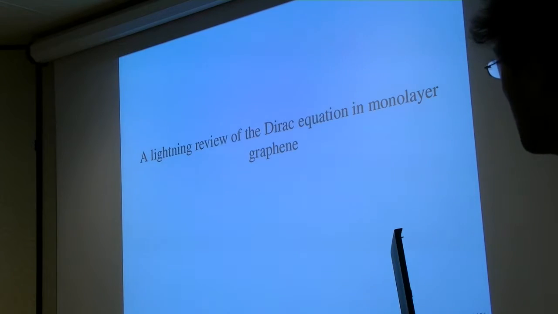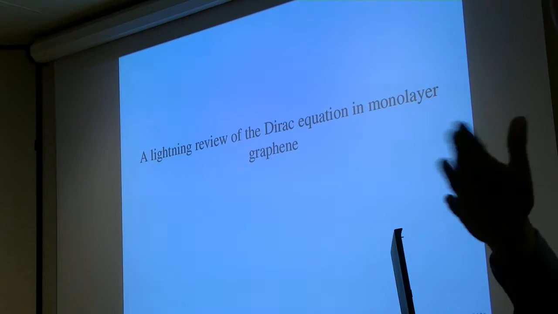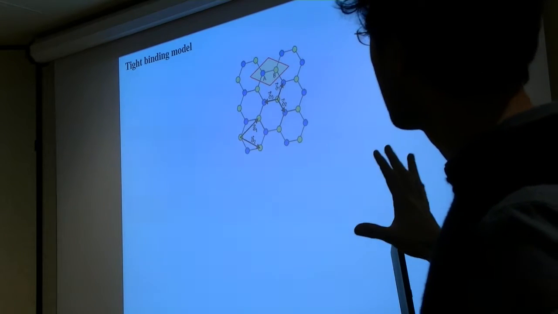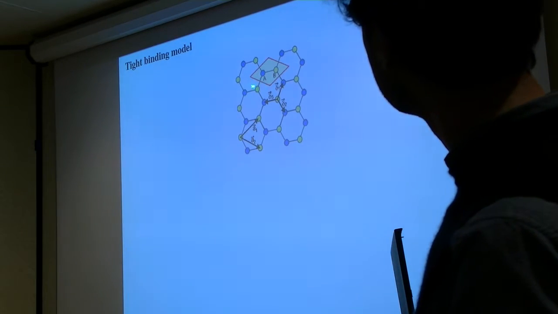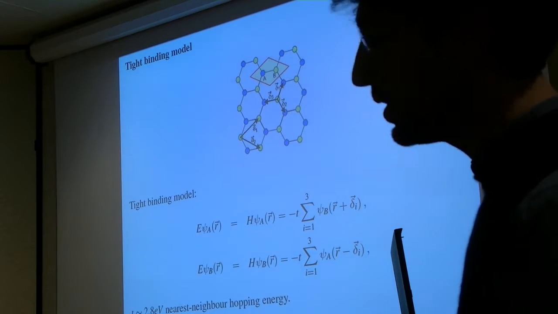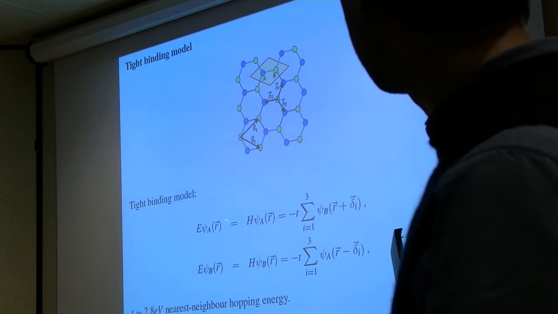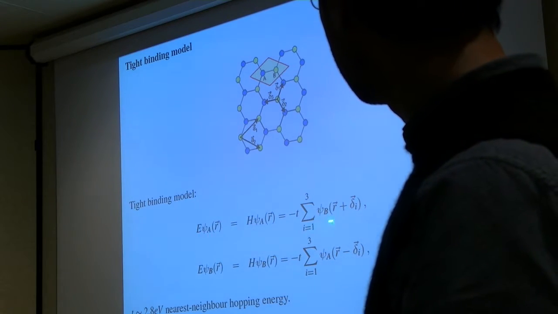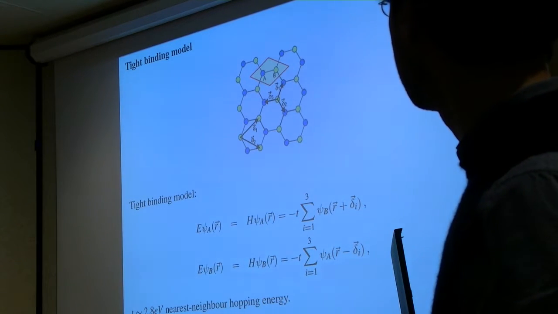Here is the lightning review, very quick, of how one obtains the Dirac equation in monolayer graphene, because I will need this in order to generalize to bilayer graphene. So one employs a tight binding model. This is a subset of the hexagonal lattice, and you can see the two inequivalent A and B points. In the tight binding model, what one has is basically a set of equations to obtain the energy, and one links the wave function in sites of type A to that of sites of type B, and t here is the hopping energy.